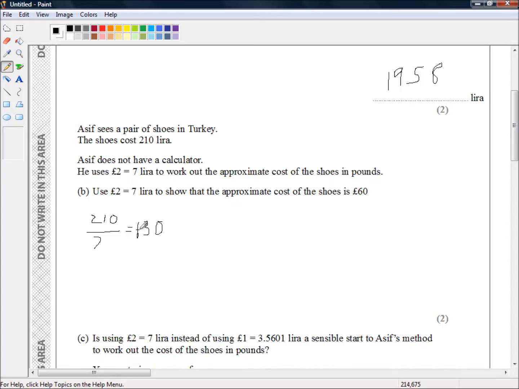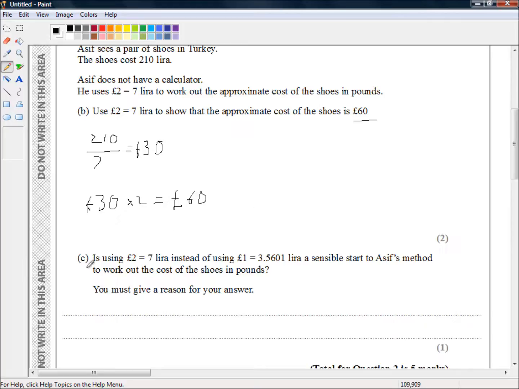But it's not £1 equals 7 lira, it's £2 equals 7 lira. So then we've got £30 times 2 is equal to £60, which is what we should expect it to come as, seeing as that's what we're supposed to show.